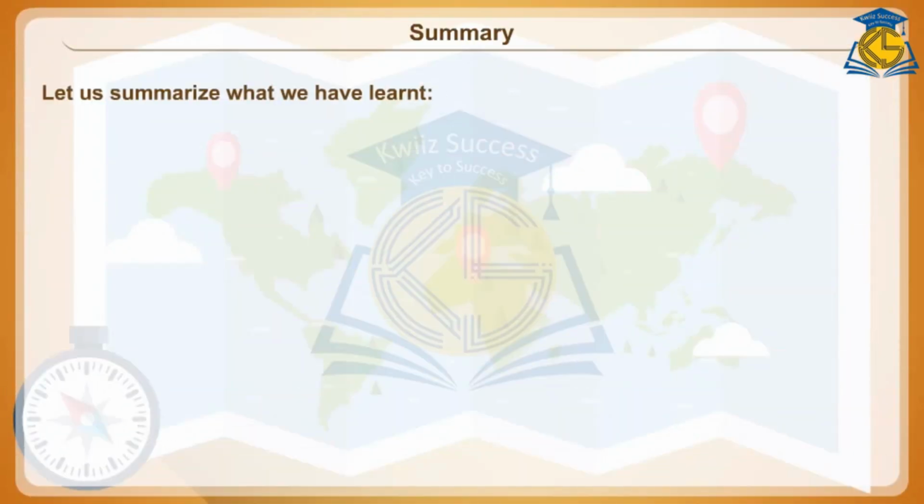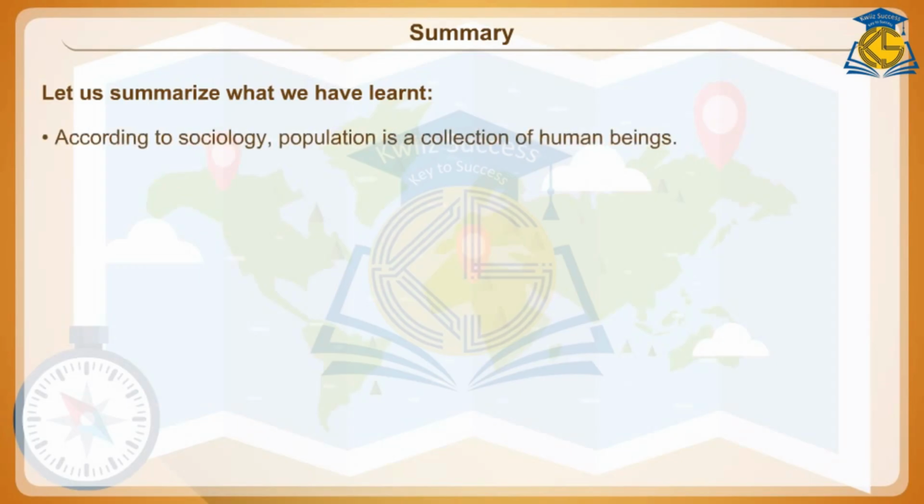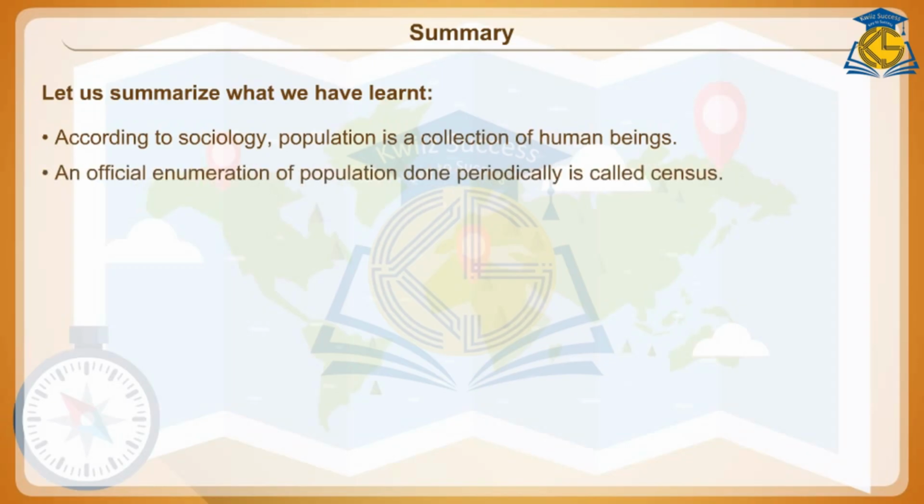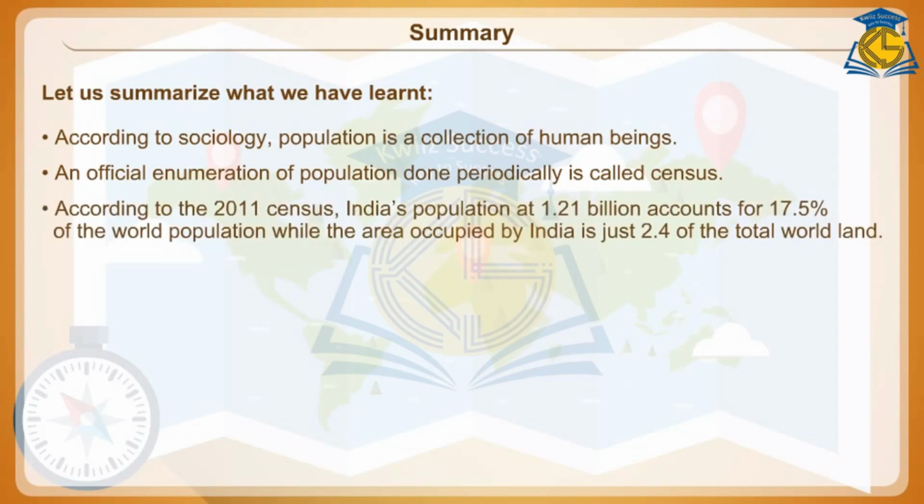Summary. Let us summarize what we have learnt. According to sociology, population is a collection of human beings. An official enumeration of population done periodically is called census. According to the 2011 census, India's population at 1.21 billion accounts for 17.5% of the world population, while the area occupied by India is just 2.4% of the total world land.